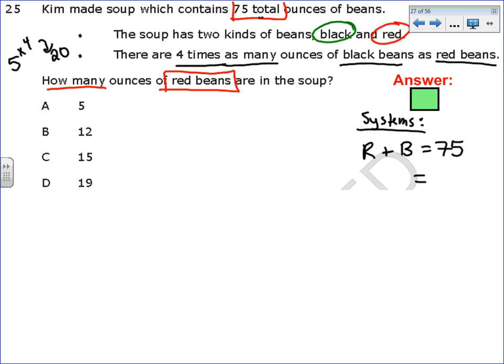So when you read that 4 times as many ounces of black beans as red beans, what you're really saying is that if you take the red beans and you times them by 4, that's going to give you the number of black beans, since there's a lot more black beans than red beans.